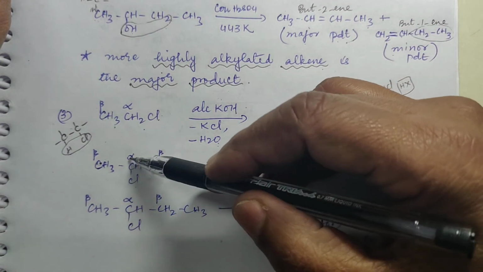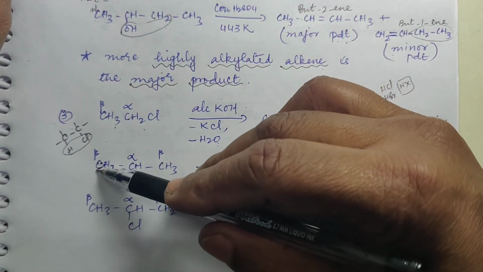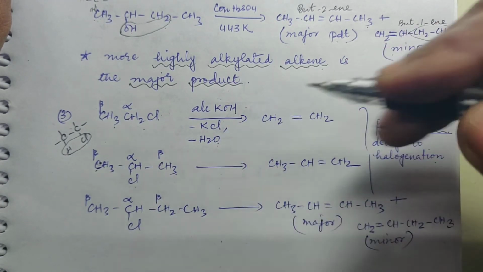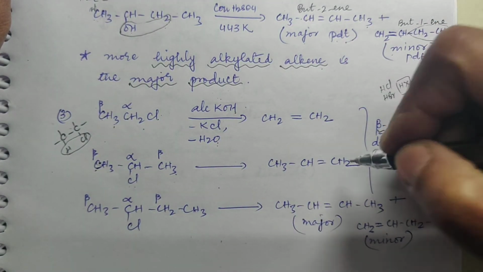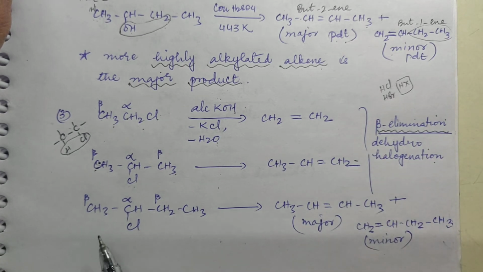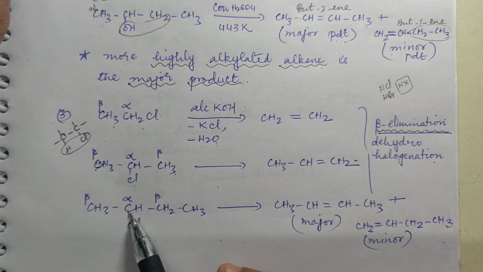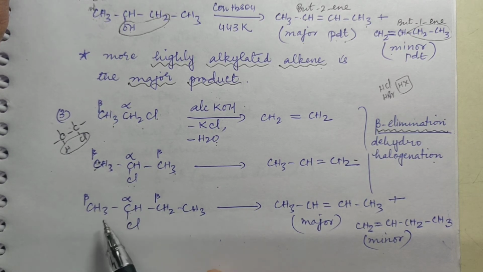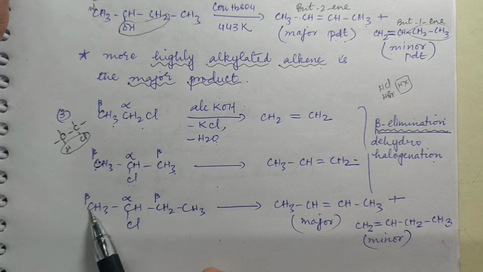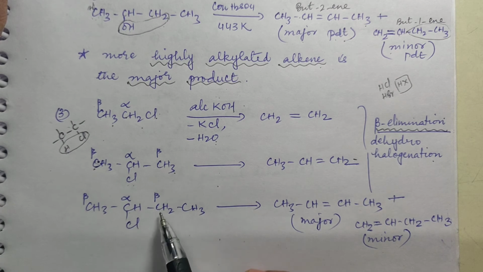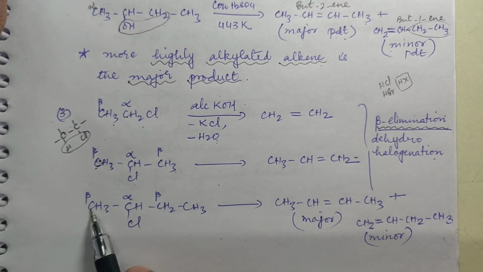So here you are having alpha, and both are beta carbon atoms. You remove hydrogen from any beta because it is symmetrical, you will get propene. Now supposing you have this kind of an alkyl halide where the alpha carbon is surrounded by 2 beta carbon atoms which are not having the same number of hydrogen atoms. This is having only 2 hydrogen, this is having 3 hydrogen.